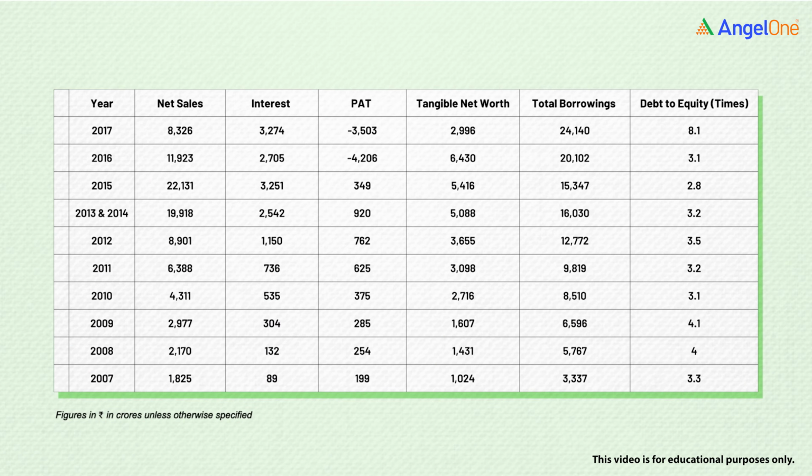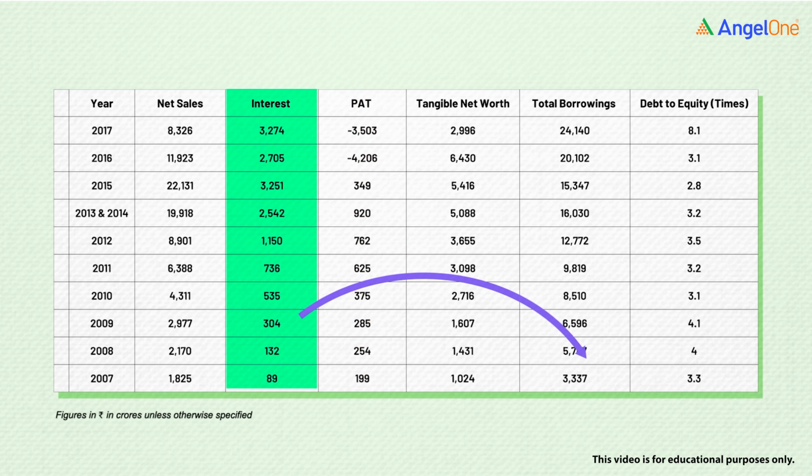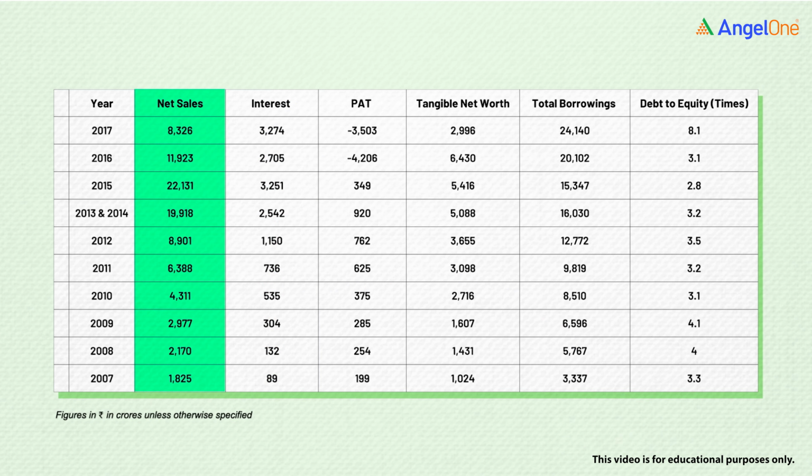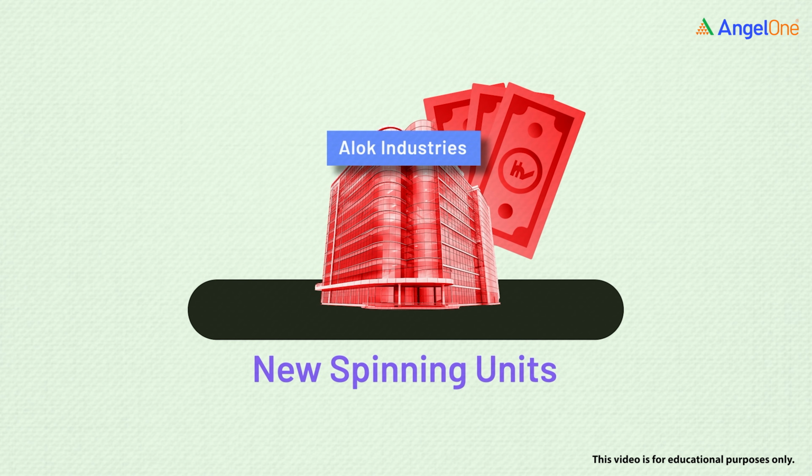Let's look at the financial information of Alok Industries from FY 2007 to 2017. Notice how debt multiplied 8 times and interest cost grew 36 times by 2017. But revenue stopped growing and profits turned into massive losses. Why? Because the growth wasn't coming from business performance, it was coming from borrowed money. Alok borrowed heavily to fund new spinning units, retail stores and even a UK venture. But those investments didn't deliver the cash flow needed to repay debt. So by 2015, interest itself became one of the company's largest expenses.